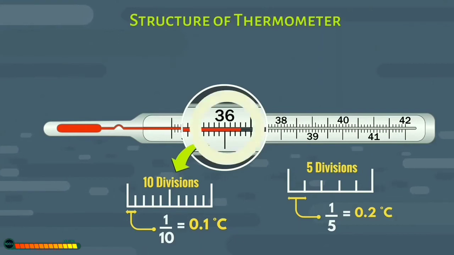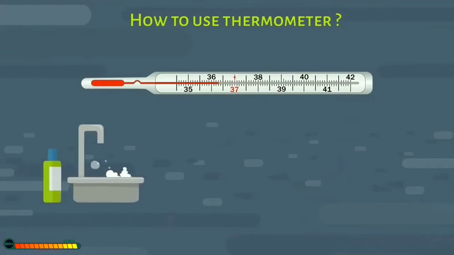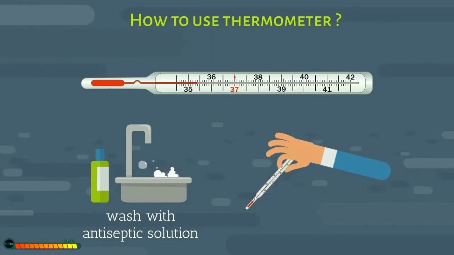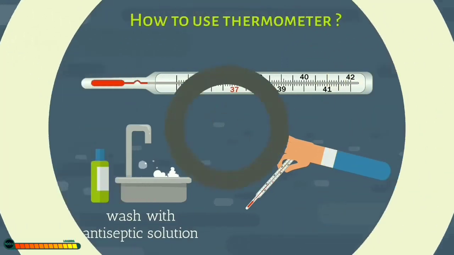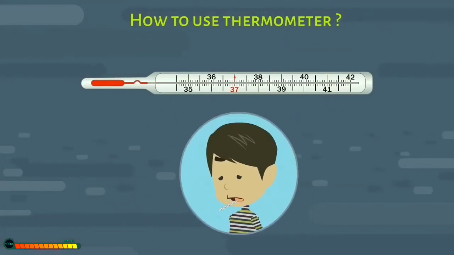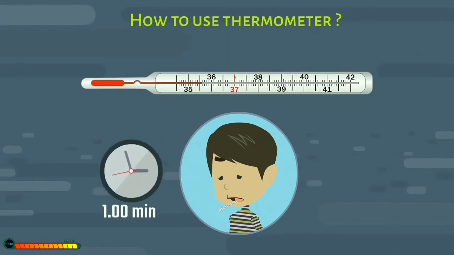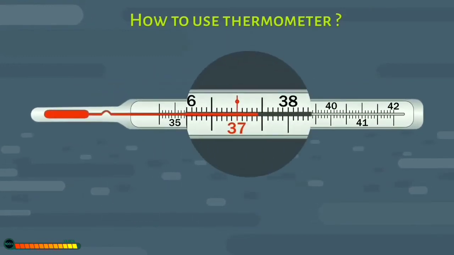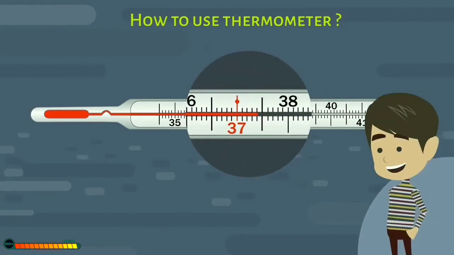How to use a thermometer? Before using the thermometer, we must wash it with an antiseptic solution. Also, give some jerks to the thermometer so as to bring the mercury level below 35 degrees Celsius. Now, place the bulb of the thermometer under your tongue and leave it there for 1 minute. Let the mercury level expand. Now, take the thermometer out and find the reading shown by the mercury. Now, you can identify your body temperature.